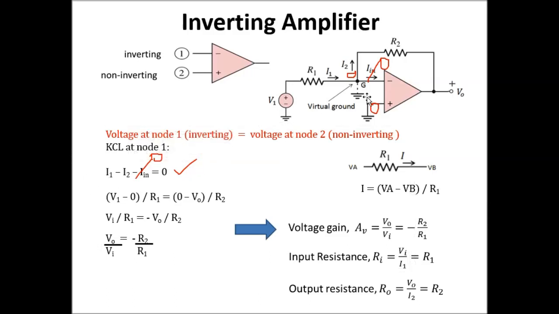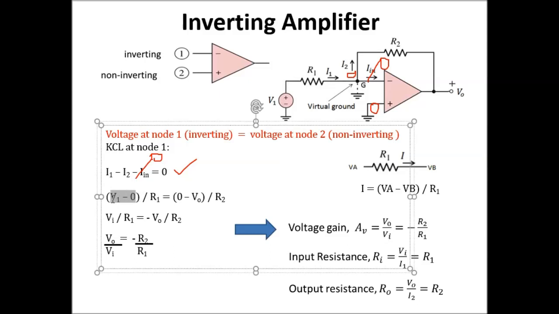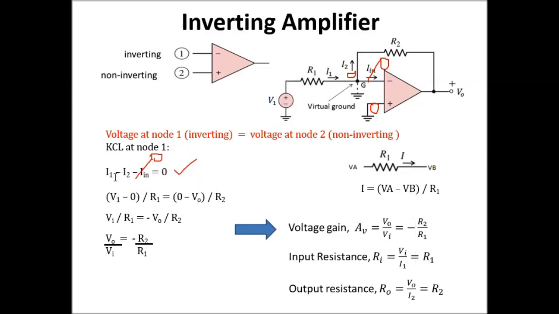Okay, and we already know that this node is 0, so you look at the branch I1 here. This is actually V1 minus 0 over R1. That's for your I1. And I2 is 0 minus V out over R2.